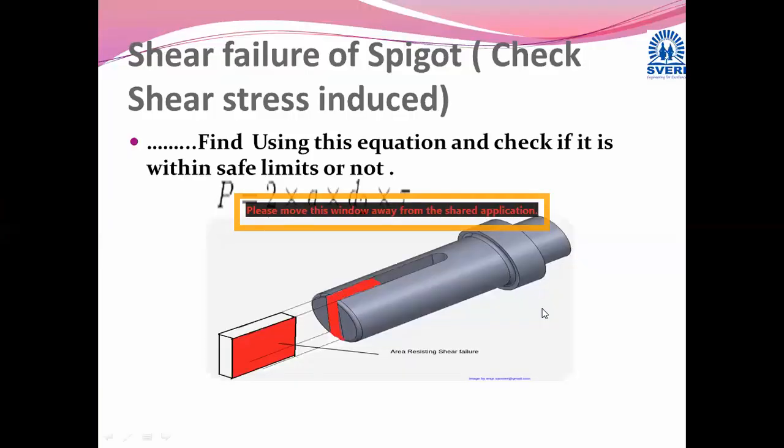Now. Next thing what we are going to see is the shear failure of spigot.